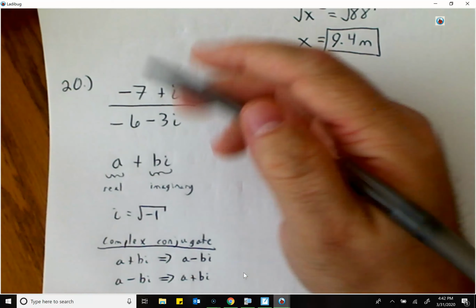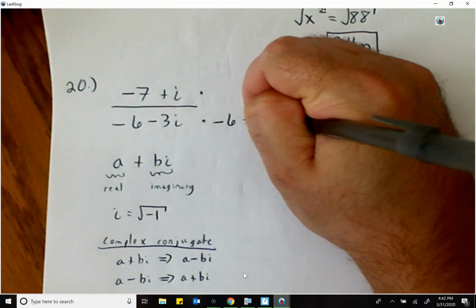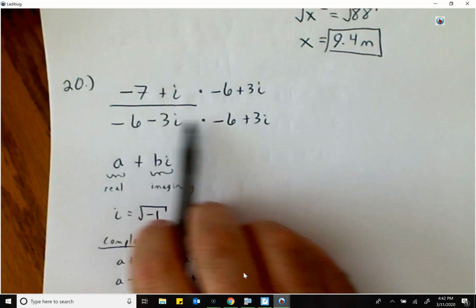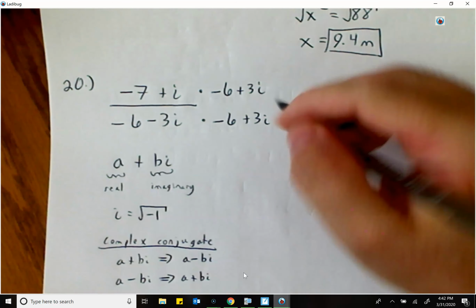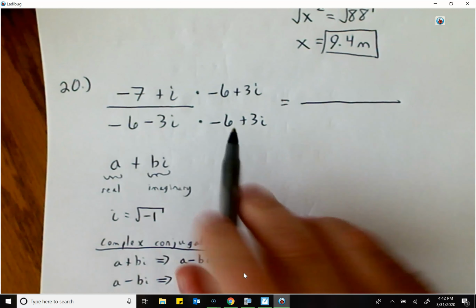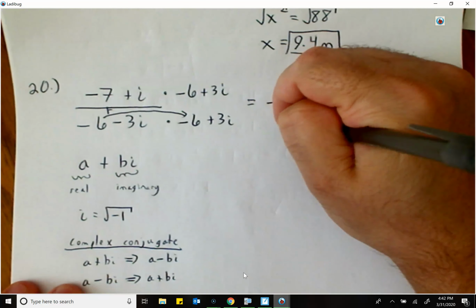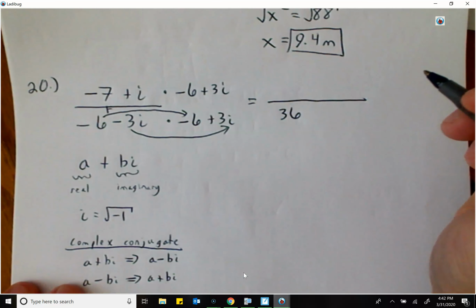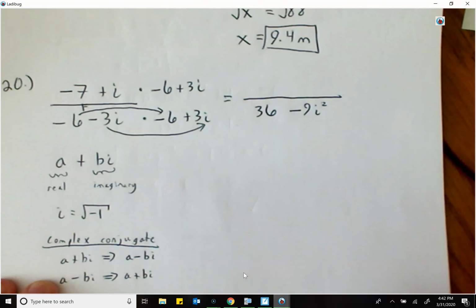So I've got subtraction here. That means I'm going to multiply top and bottom by -6 plus 3i. Because that is the conjugate of subtraction. Okay? So again, down here in the denominator, all you're going to do is foil this because they're conjugates. Middle term will cancel out. So what is -6 times -6? That's a positive 36. What is -3i times positive 3i? That will give us a -9i squared.